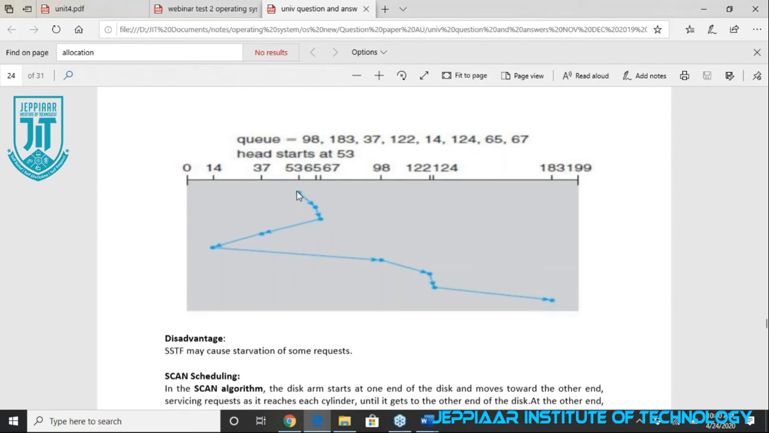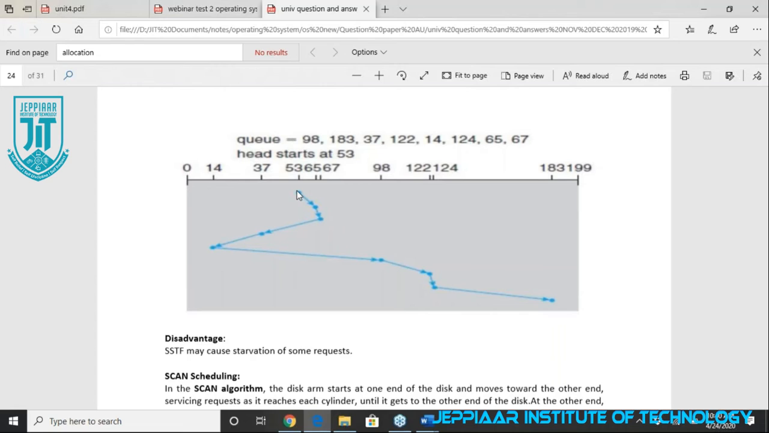So from 53, you have to check which is the nearest. So you have to find out the shortest seek time. Okay, the nearest block, so it has a minimum number of head movements. So you have to go and access the particular disk head. Okay, so this is how it works. So calculate the total number of head movements for this algorithm.